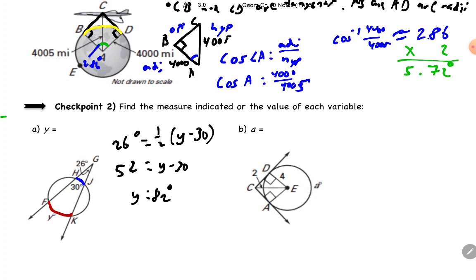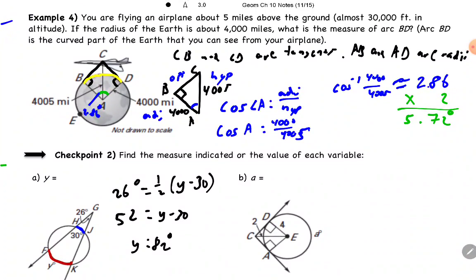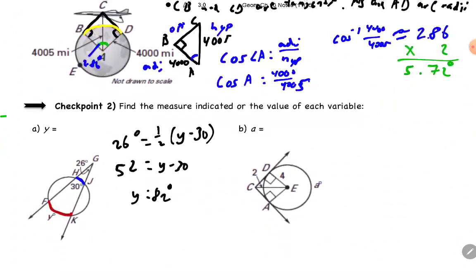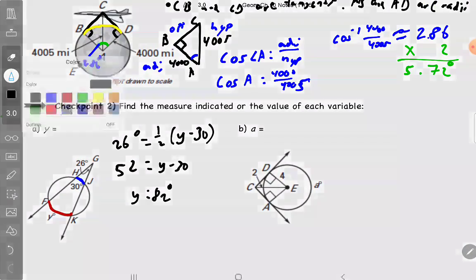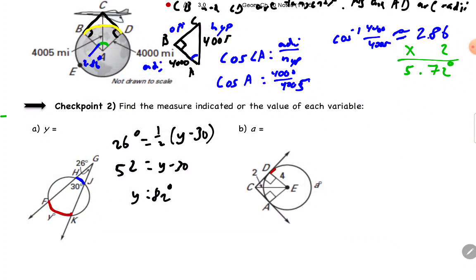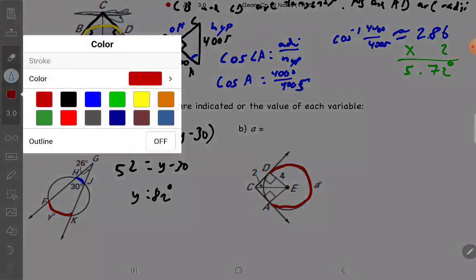Part B. Okay, let's see what we got here. Ah, okay. So this is just like our Earth problem there, flying in an airplane. So we want to find the measure of this arc here.